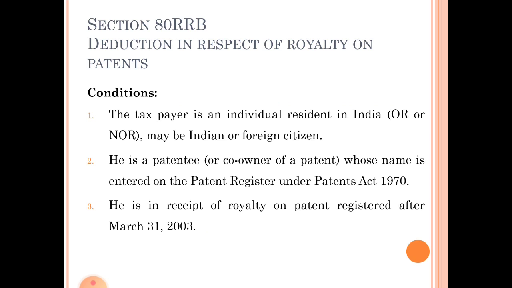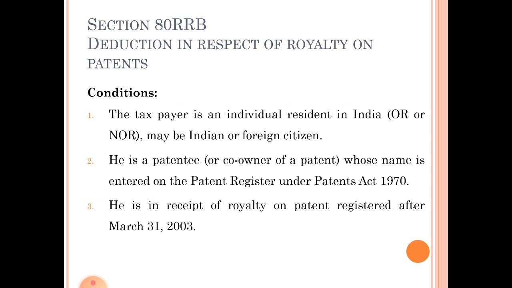This deduction is allowed provided the following conditions are satisfied by an assessee. The conditions are as follows. First one is the taxpayer is an individual resident in India. He may be an ordinary resident or not ordinary resident. He may be an Indian or foreign citizen. Here residential status and citizenship are different. A foreigner can become a resident of India for income tax purposes.